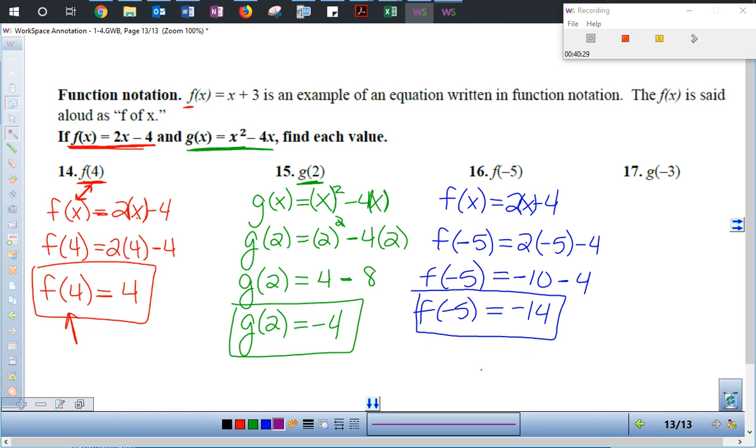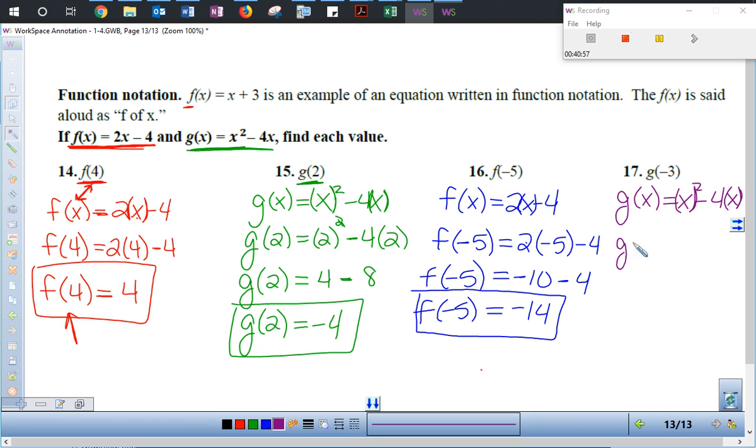Number 17, g of negative 3. Now, g means we're going to be using this guy right here. So I'm going to rewrite the equation. g of x equals x squared minus 4x. And then I'm going to go back through and put parentheses everywhere I see the x. Not around what's attached to it, just the variable. Now I can substitute in negative 3. Negative 3 goes in everywhere I see the x.